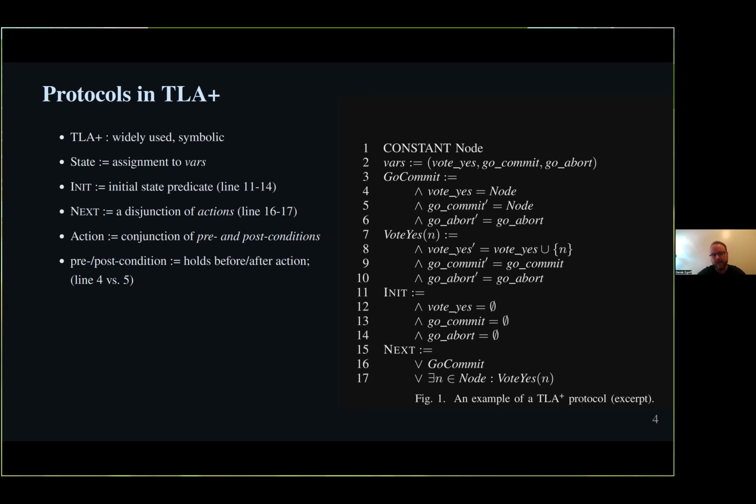And this says that after we've taken the go commit action, we've told all of the nodes to go and commit. And you'll notice the use of the primed variable there. That indicates the value of the go commit variable in the next state of the protocol. These protocols are parameterized. So on line 1, we see this constant declaration node that designates node as a parameter of the protocol. And this is used again on line 17 to parameterize this vote yes action.